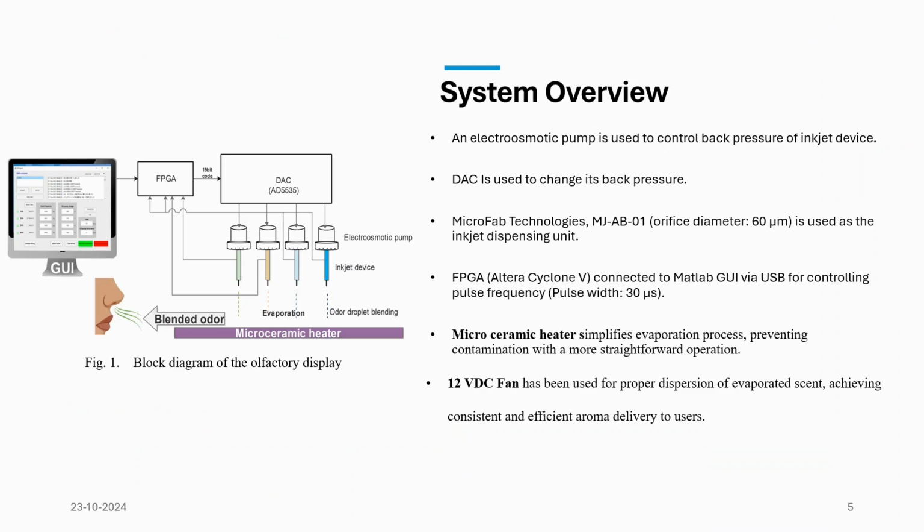Now coming to the system overview. This is our system, and it consists of, as I mentioned earlier, an electroosmotic pump along with the inkjet device, connected to a PC. The main controlling unit is an FPGA, Altera Cyclone 5, connected to a MATLAB interface. This FPGA is connected to a DAC from Analog Devices, and it controls the voltage of the electroosmotic pump as well as the frequency of the inkjet devices through the FPGA.